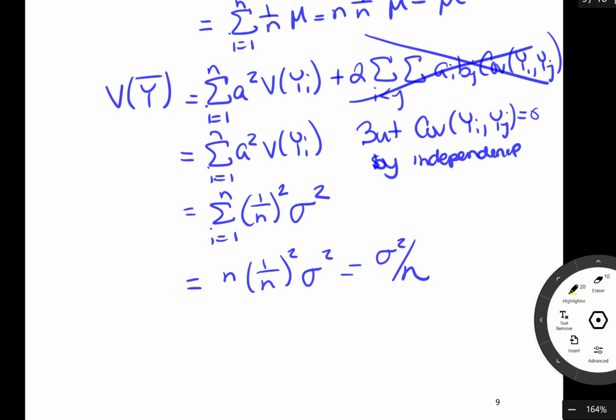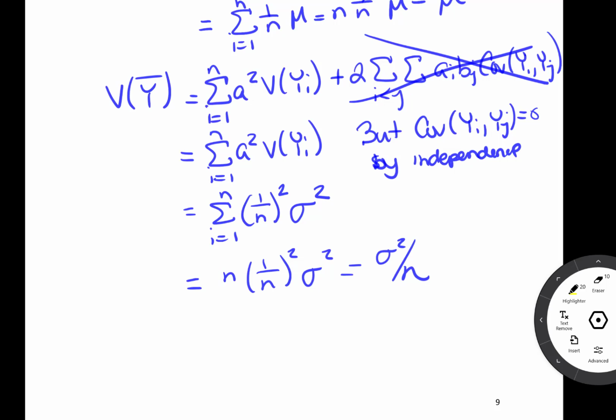And this is also a well-known result. We know that the variance of y bar is equal to sigma squared over n. In other words, when we look at the standard error of y bar, think back to when you made confidence intervals for the mean back in your intro stat class. You have probably seen sigma squared over n, and this is exactly where that is coming from.